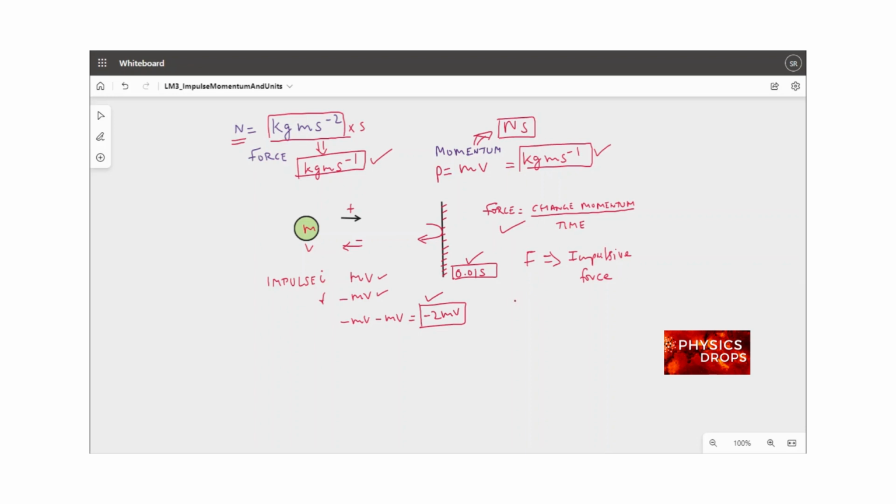Let's first find out what impulse is. Impulse is nothing but the change in momentum. This change in momentum is the impulse, which is a product of force and time. So the unit of impulse is nothing but the same as the unit of momentum. Momentum and impulse have the same units, because change in momentum is nothing but the difference between two values of momentum. So the unit of impulse is the same as the unit of momentum. Thank you.